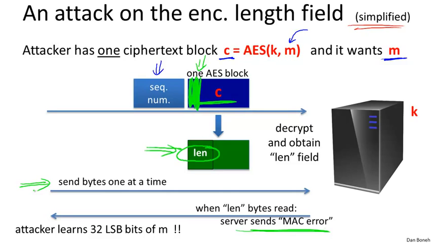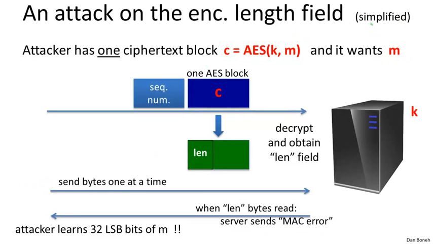So this is a very clever attack. Let me say it one more time to make sure this is clear. Again, the attacker has a one-block ciphertext C that it wants to decrypt. And let's pretend that when C is decrypted, the 32 most significant bits of the plaintext happen to be the number 5. In this case, what the attacker will see is the following behavior.